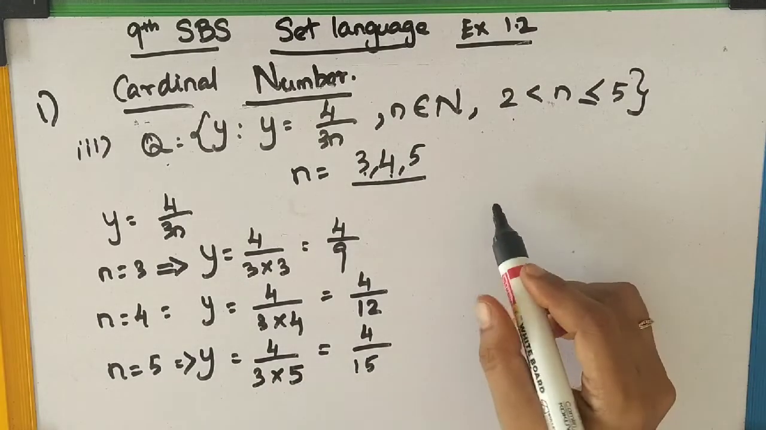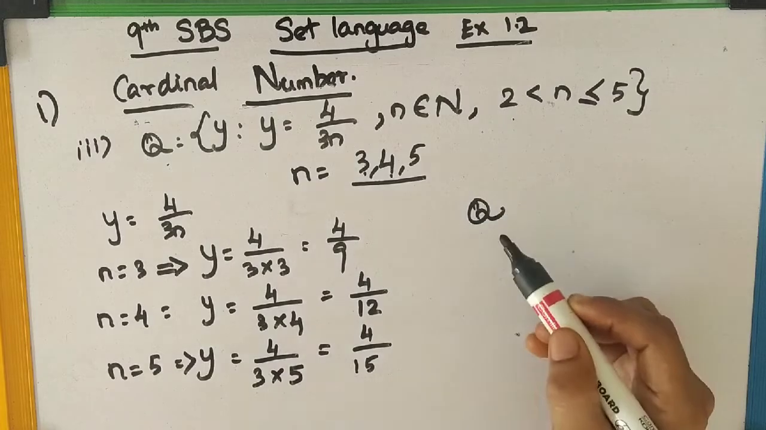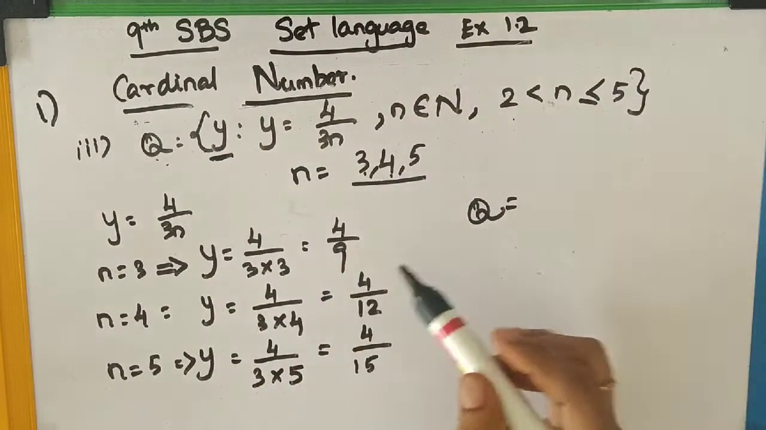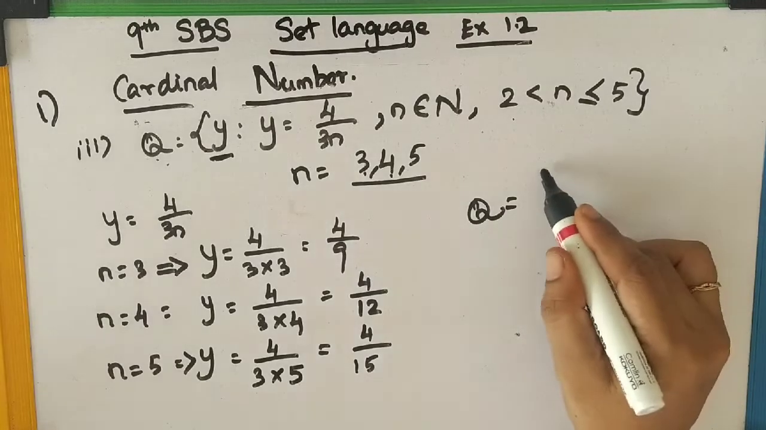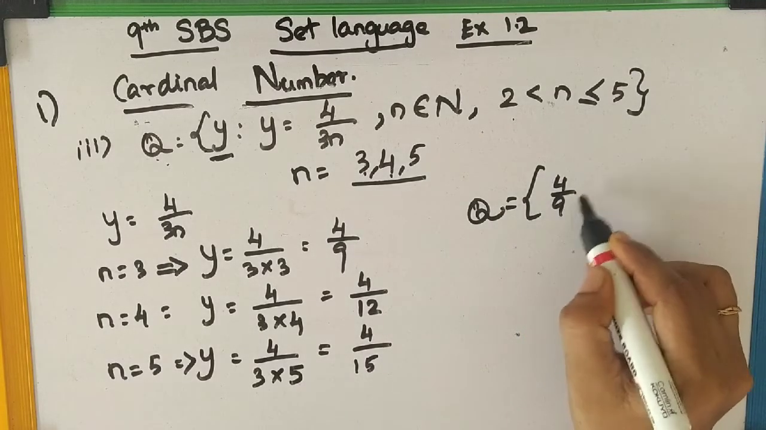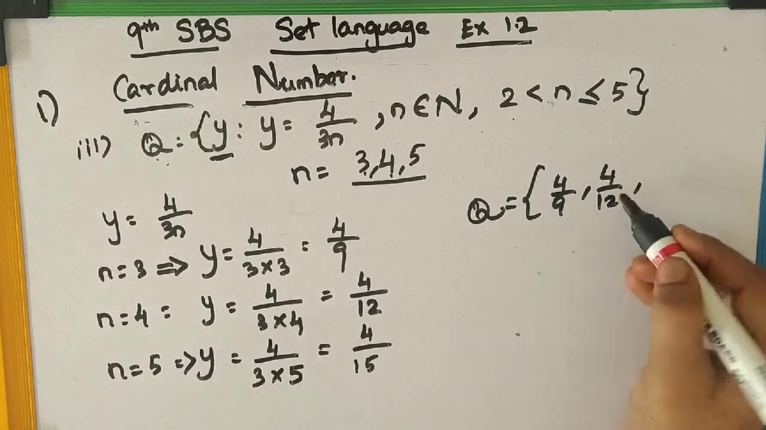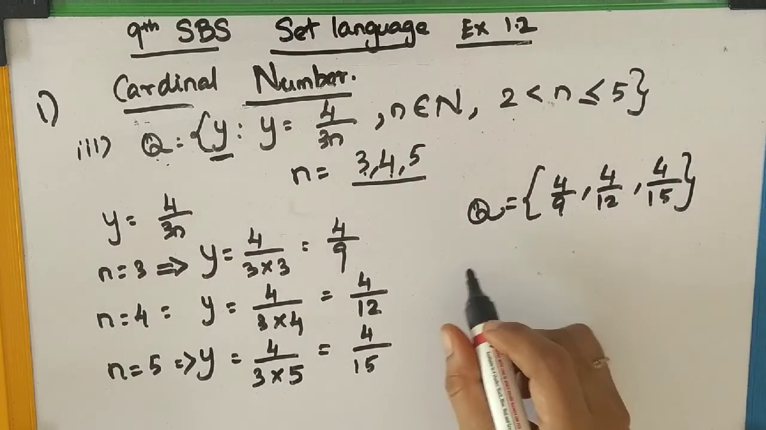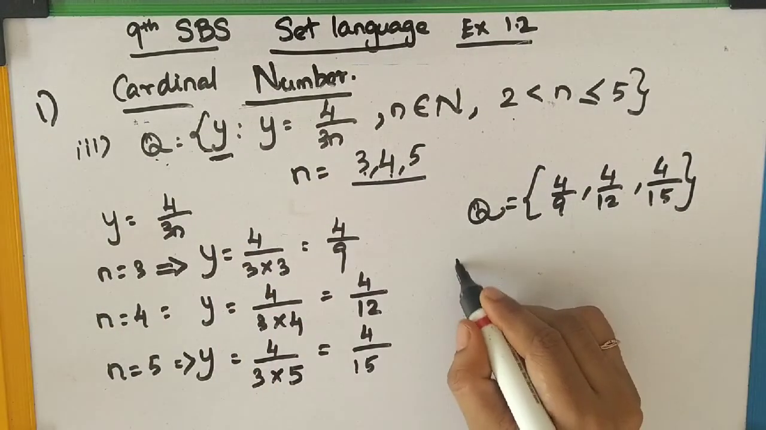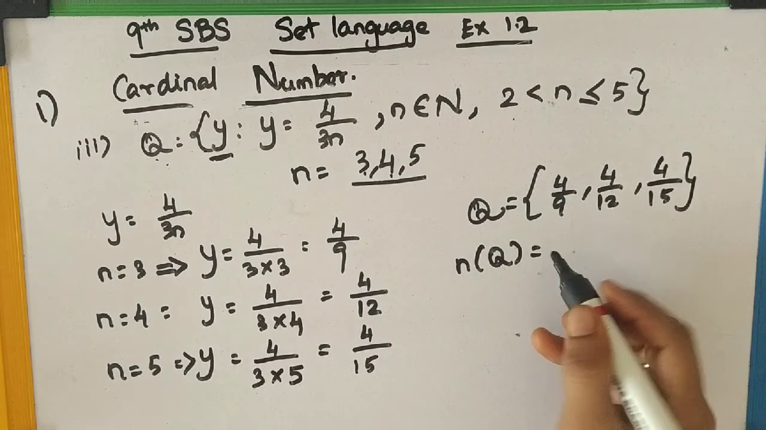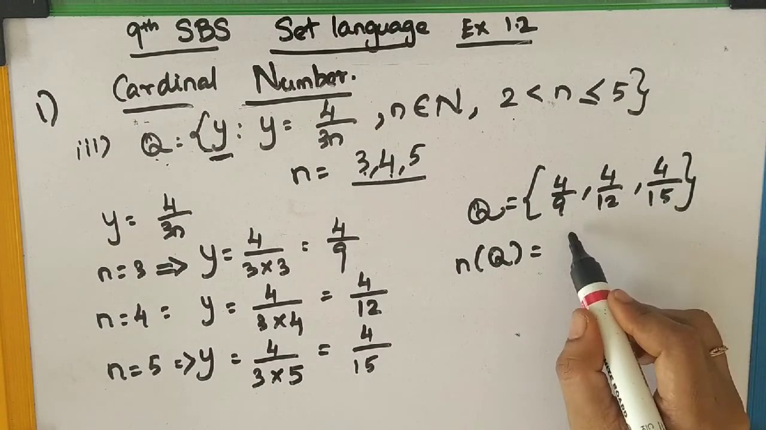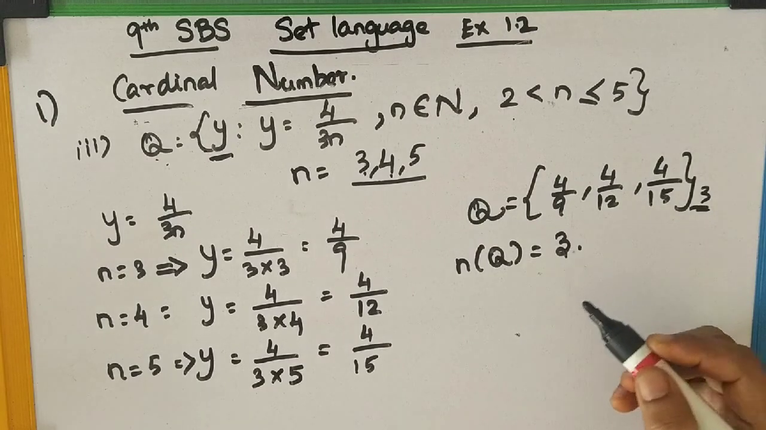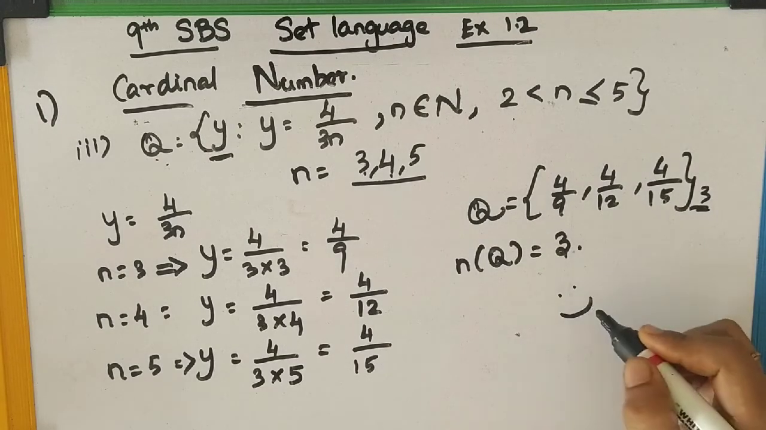Okay. So, we have found the values of y, and q is equal to y. So, q is equal to the y values. That is 4 by 9, 4 by 12 and 4 by 15. Now, the question is to find the cardinal number of q, right? So, how many elements are there inside q? 1, 2 and 3. So, n of q, that is the cardinal number of q, is 3.